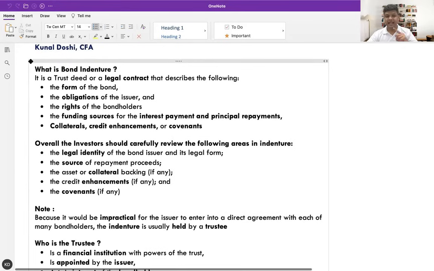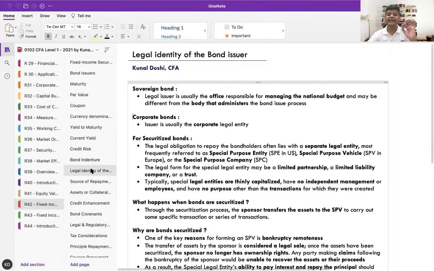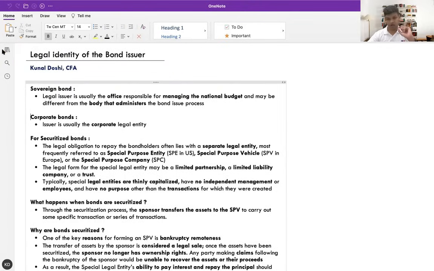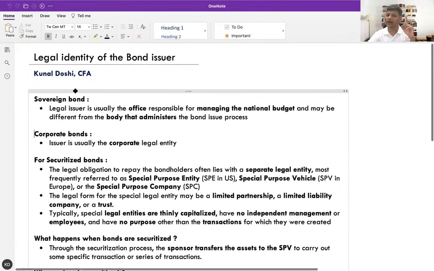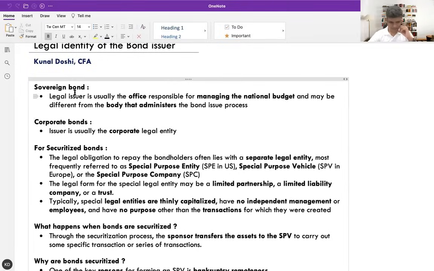So now let's understand each of the importance one by one. First of all, the legal identity of the issuer. Now, you remember who all can be the issuers? Governments. I'll repeat, and you all need to remember this: corporate, quasi-government, states. I said non-sovereign or sovereign governments, right?